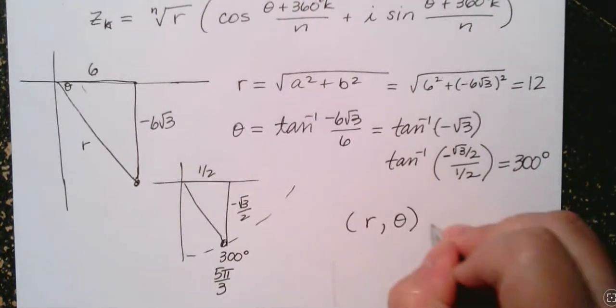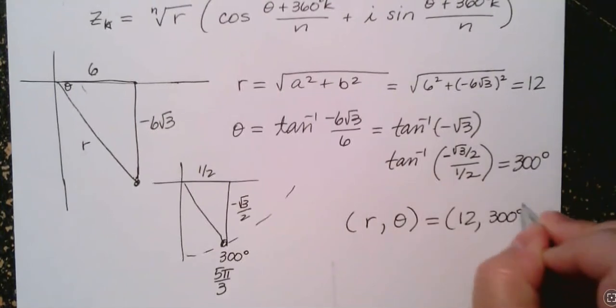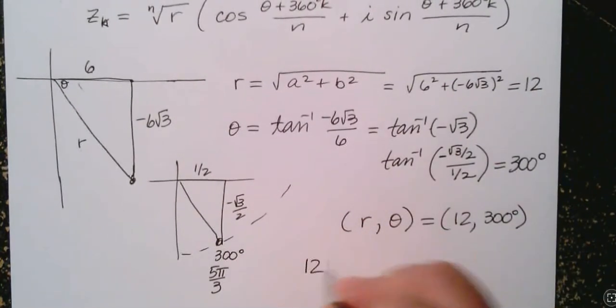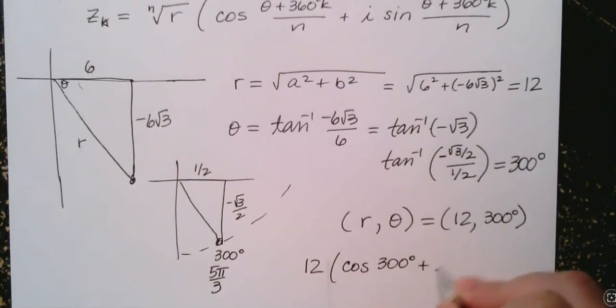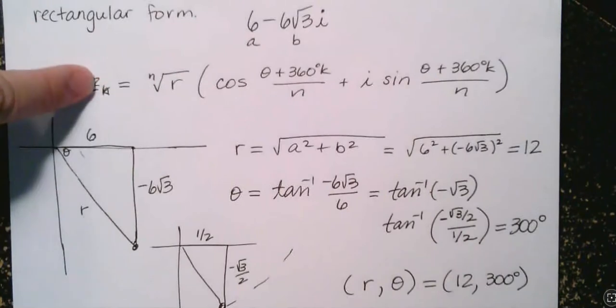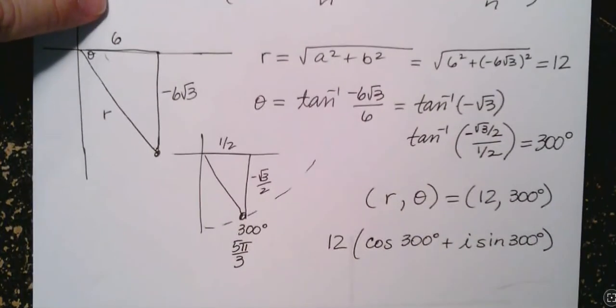So in polar form, what I have here is my r, theta is 12, 300, and written as a complex number, that's 12 cosine 300 plus i sine 300. So that's basically what we're starting our problem with. That's where we're going from here. We're going into this formula. And really, we didn't have to write this out, but we do need to know that that's going to be 300, and we do need to know that that's going to be 12. So now we're ready to use the formula.